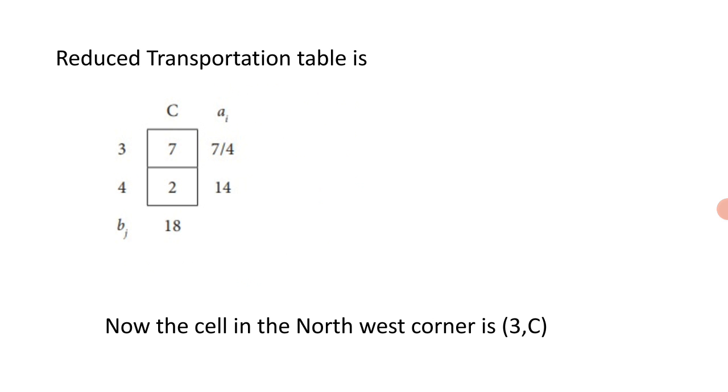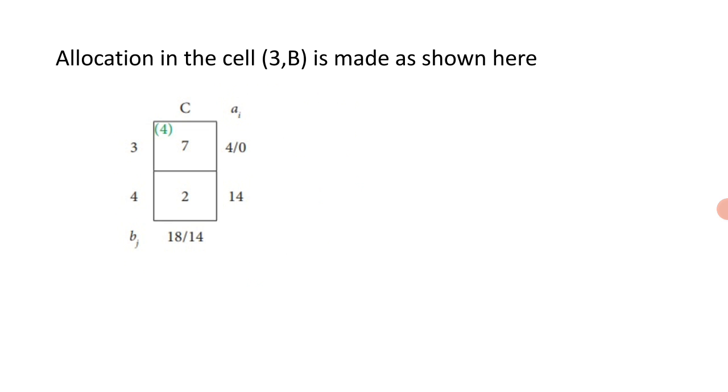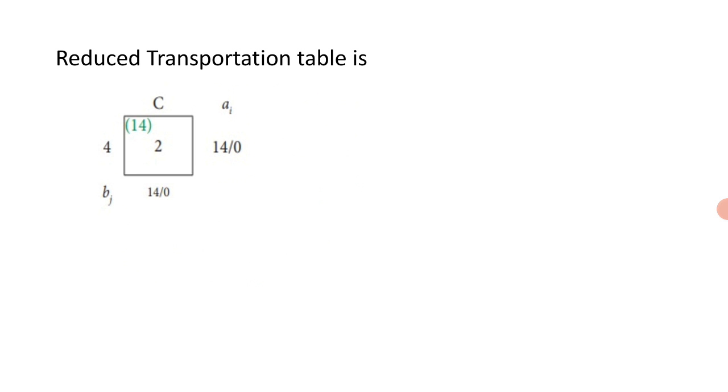In this reduced transportation table, the northwest corner cell is 3C. Again allocate as much as possible in the first cell so that either the capacity of the third row is exhausted or the destination requirement of the third column is exhausted. X33 is equal to minimum of 4 and 18, that is 4. So the allocation is made as given here, and the reduced transportation table is this.